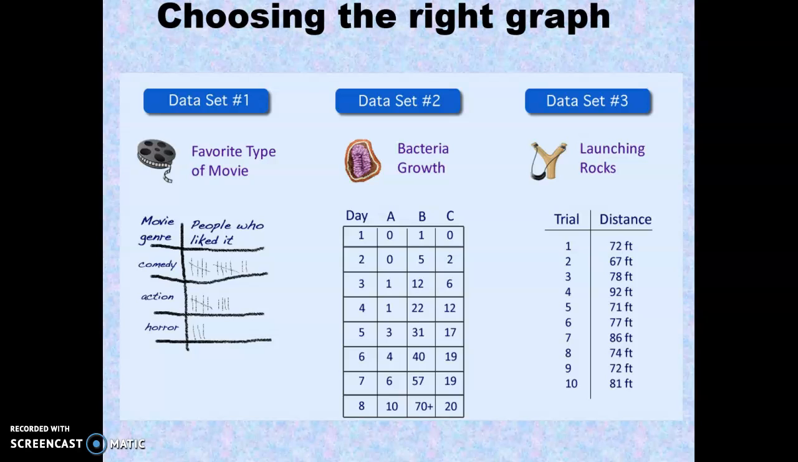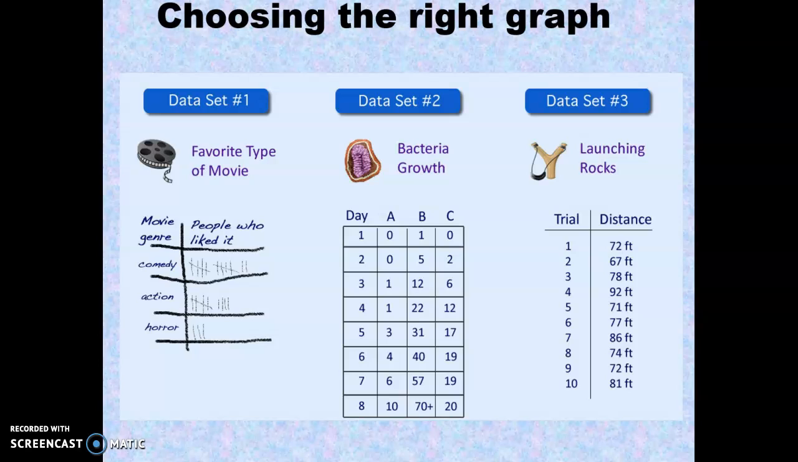Let's take a look at 3 examples of data sets and see if we can choose which kind of graph would be the best for each data set. With data set number 1, the graph would need to show the favorite type of movie that is appreciated by a group of individuals. Here, we could do parts of a whole. Out of all the people, what are the genres that are appreciated? So a pie graph would work here, as well as a bar chart to be able to compare side by side the various appreciations for each movie genre.